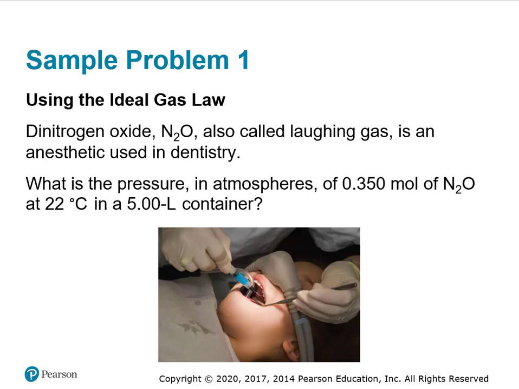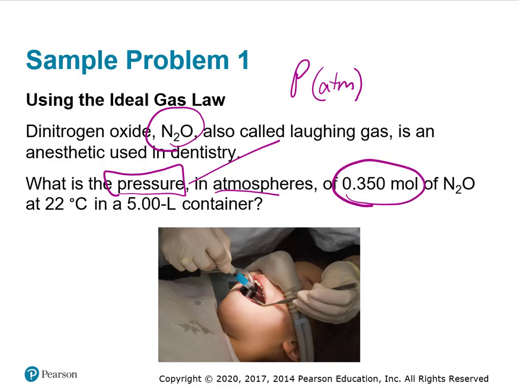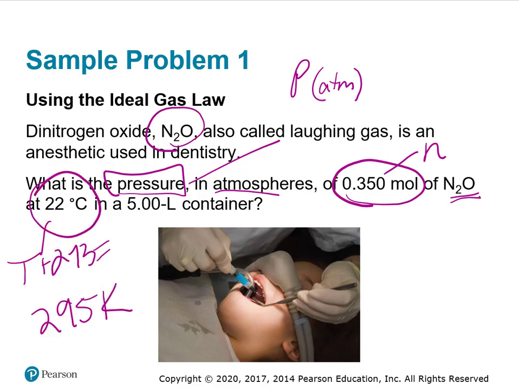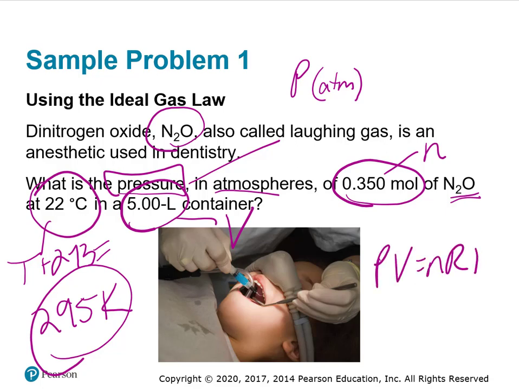Let's do a sample problem. Dinitrogen oxide, N2O, also called laughing gas, is an anesthetic used in dentistry. What is the pressure in atmospheres? So we need to find P in atm of 0.350 moles, so that's our n, of N2O, at 22 degrees Celsius, so that's our temperature, but we need to add 273, so that would be 295 Kelvin, in a 5-liter container. That's our volume. We can use our PV equals nRT, ideal gas law equation. We're going to find P. We want P in atm.